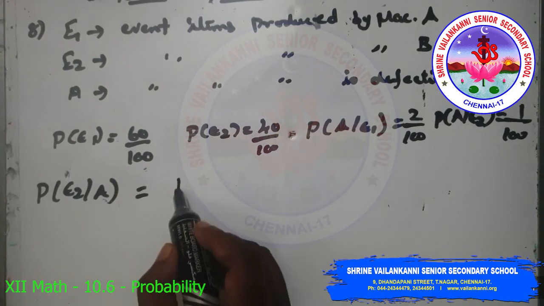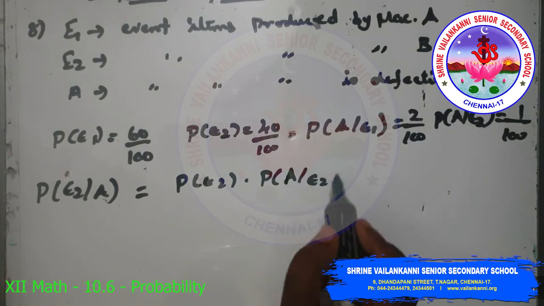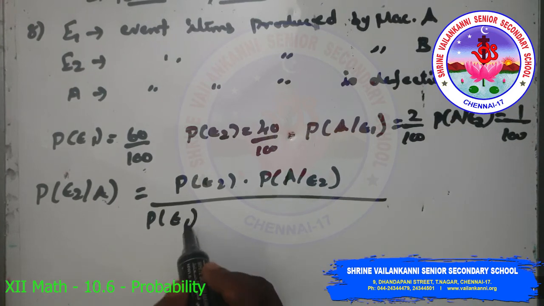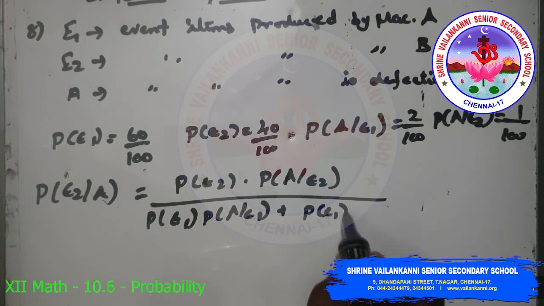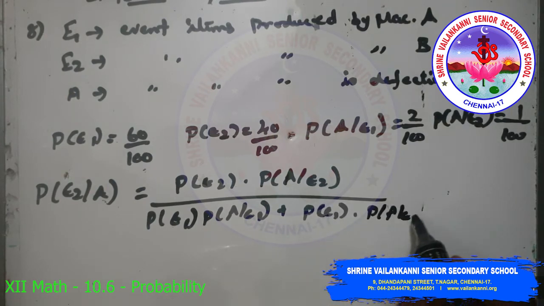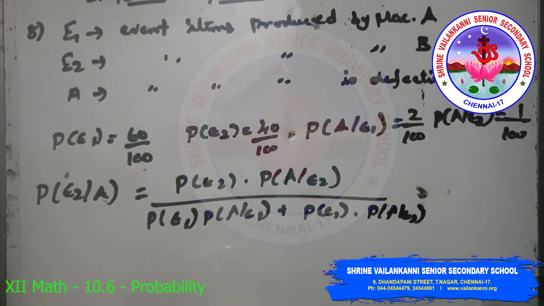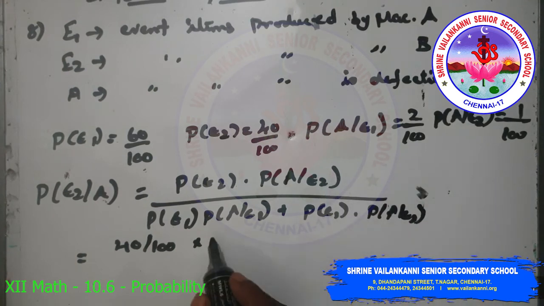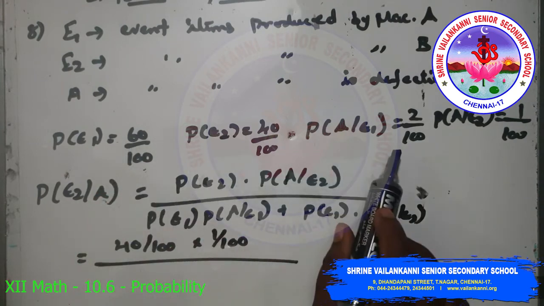So using Bayes theorem, P of E2 into P of A by E2 whole by P of E1 into P of A by E1 plus P of E2 into P of A by E2. Substituting the values, P of E2 is 40 by 100. So which is equal to 40 by 100 into P of A by E2 is 1 by 100, whole by P of E1 is 60 and P of A by E1 is 2 by 100.